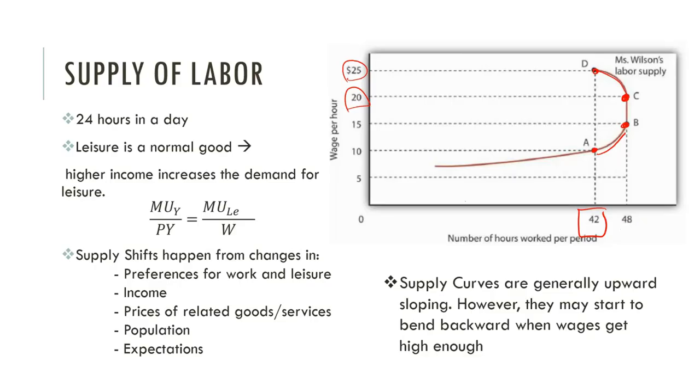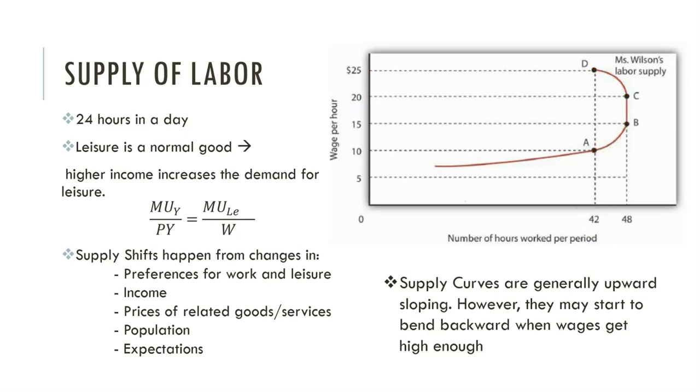This is called a backward bending supply curve. And it's going to be different for every individual. It's really sort of hard to figure out exactly where that point is. But there is a point where wages are high enough that people don't want to work more hours. They actually might want to work less.